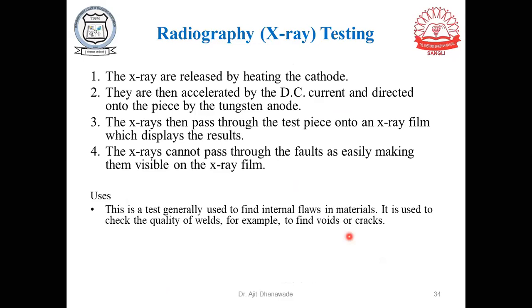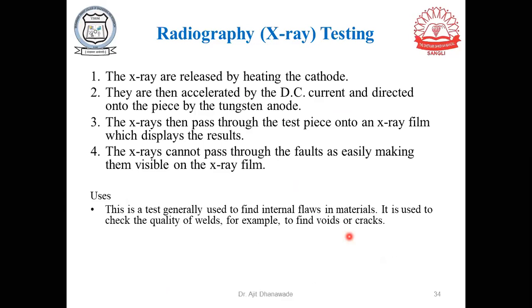Okay, next test is the X-ray test, or radiography testing. All of you know how X-ray usually works. X-rays are released by hitting the cathode, obviously that is the major source. The X-rays are then accelerated by DC current and directed onto the specimen by the tungsten anode. The X-rays then pass through the test piece onto the X-ray film.